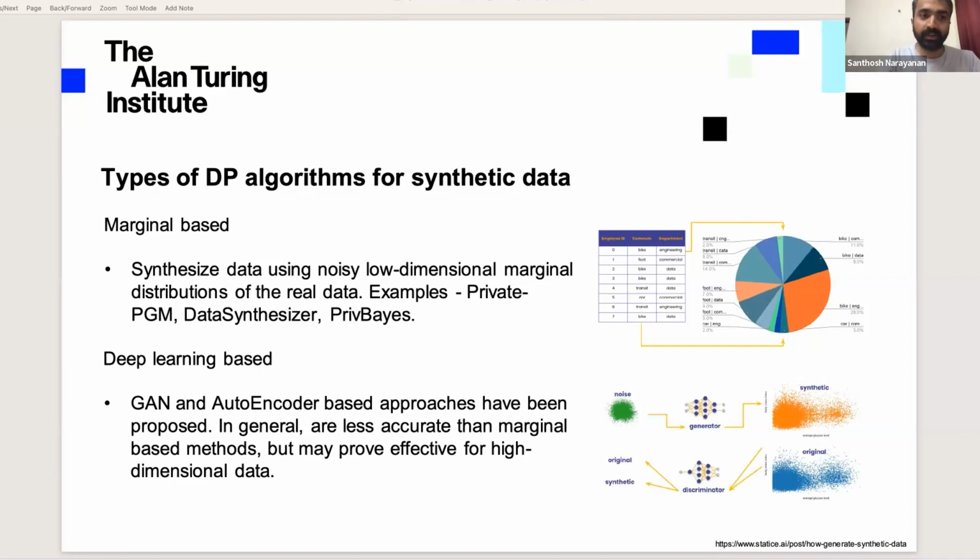Of course, you also have deep learning based methods, which can be used for both tabular data as well as image or voice data, which my colleagues are going to talk about in more detail later. In general, deep learning based methods have been reported to have less accuracy than marginal based methods, but when your data is high dimensional, these are the ones you might end up using most of the time.